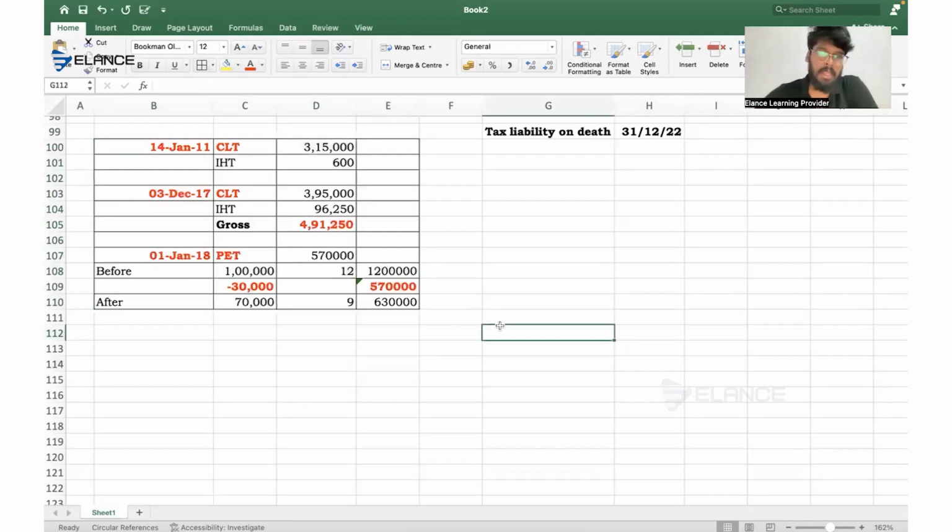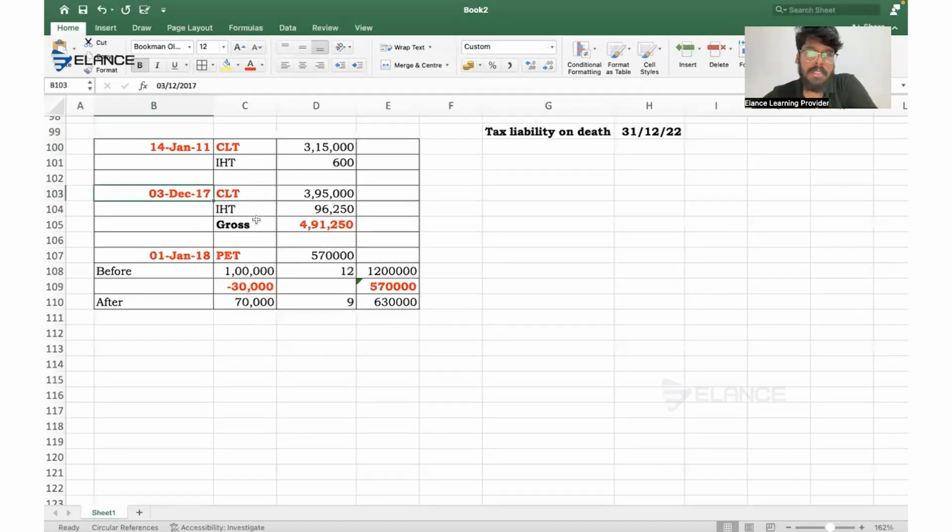Let us find out. The first transfer was made in 2011, so on death it will never be chargeable again. It will be exempt because he died more than 7 years after the date of this transfer.